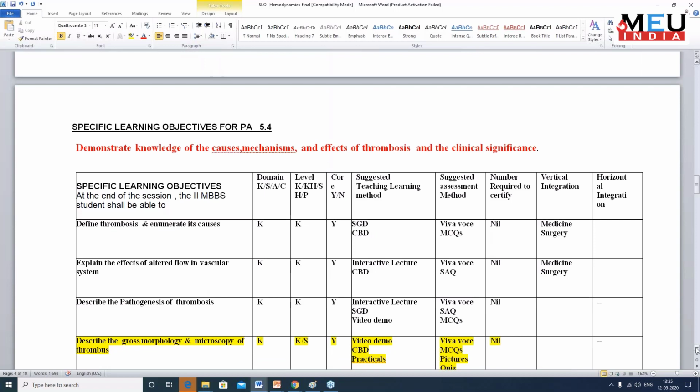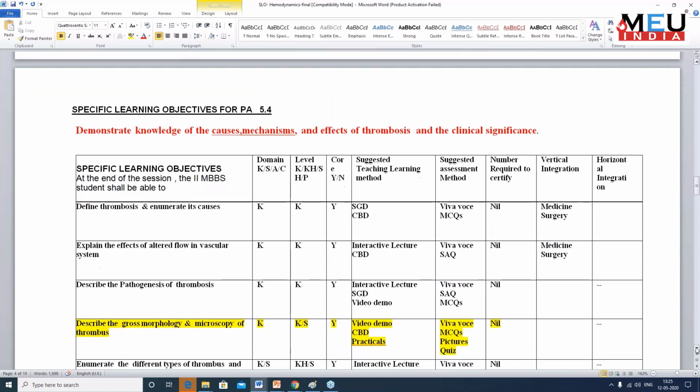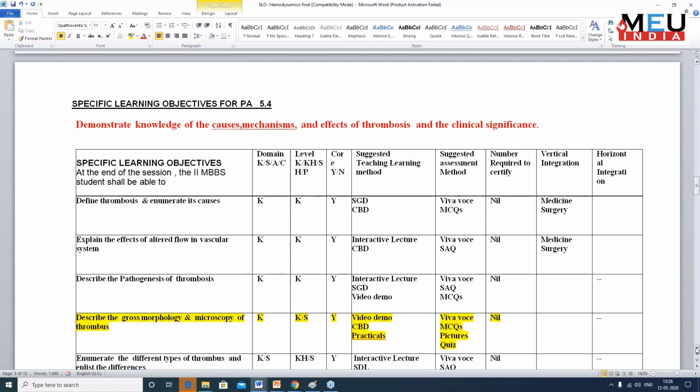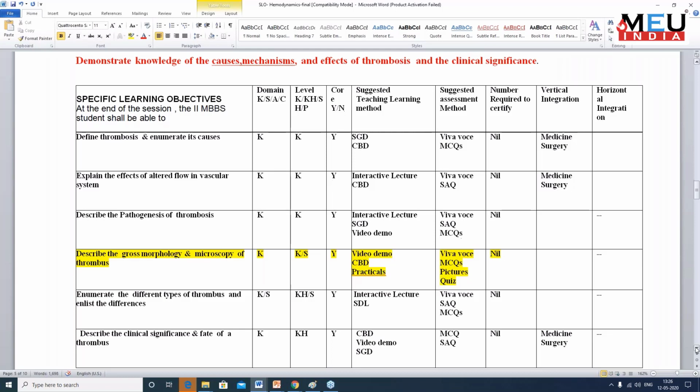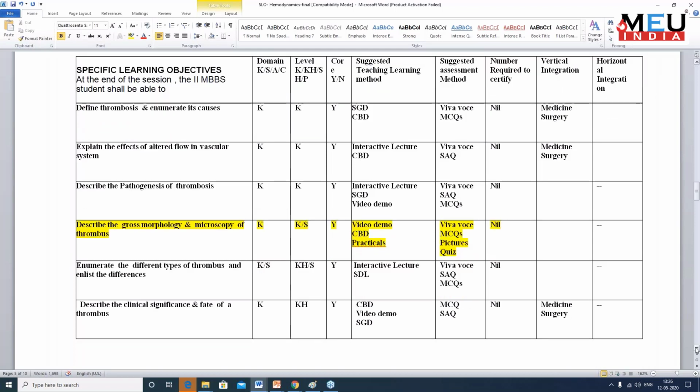If the student is able to enumerate the normal functions of platelets and the components of platelets, they will be able to even write the answer for pathogenesis of thrombosis, which will be our next SLO. So the basis is formed here itself.